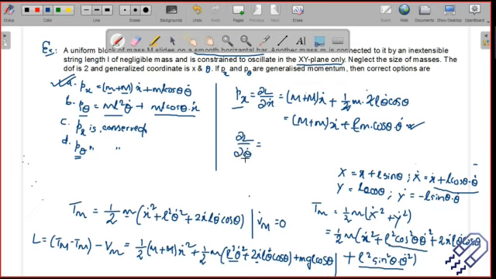Yeah, yeah. We'll just look into del L del theta. Let's see whether this is correct or not.